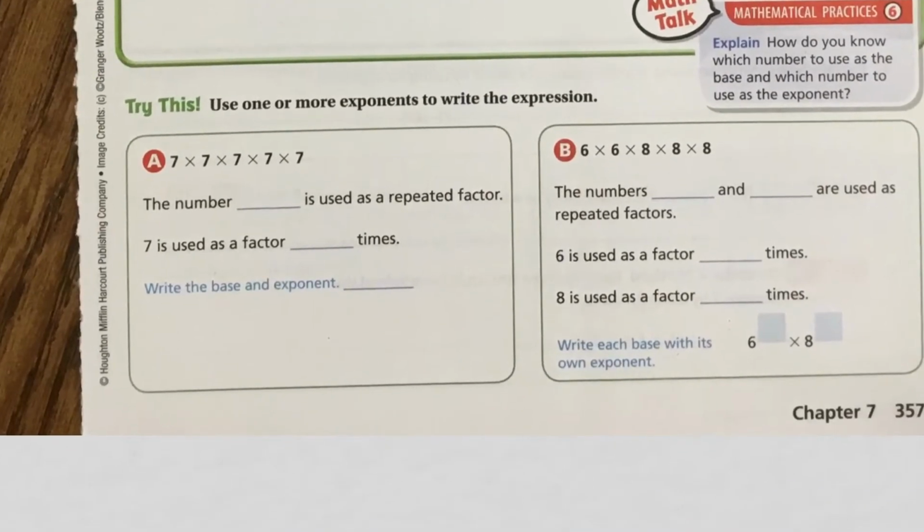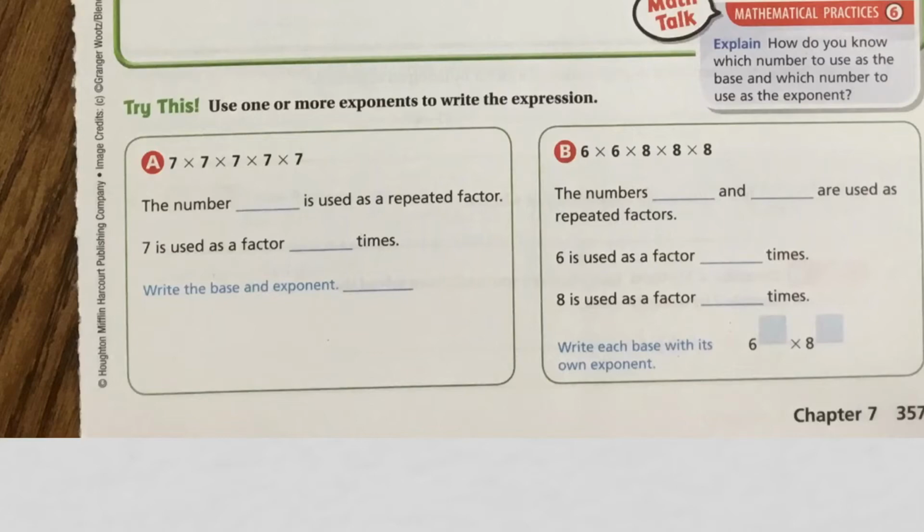All right, so use one or more exponents to write this expression. So what's my base here? 7 is used as a repeated factor. So how many times? 1, 2, 3, 4, and 5. Make sure that you count them. Put a tick mark by them. That helps you to know that you counted them correctly. So 7 is used 5 times. So my exponent is 7 to the 5th power. Make sure the 5 is up in the top right hand corner.